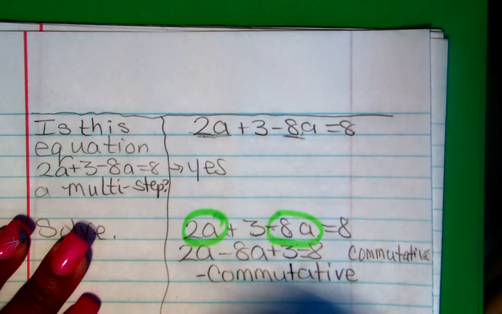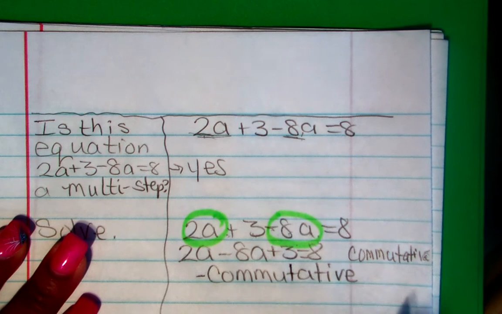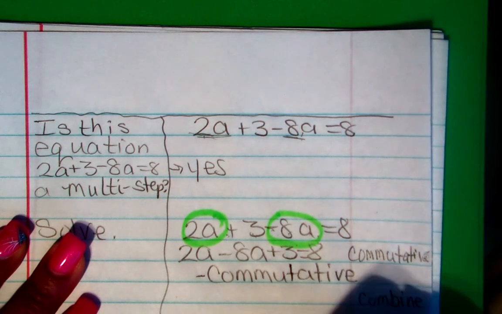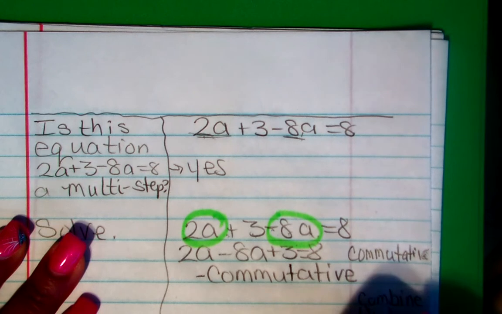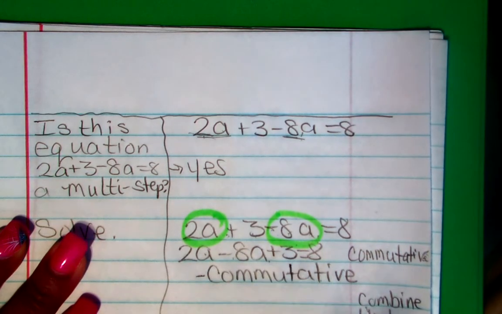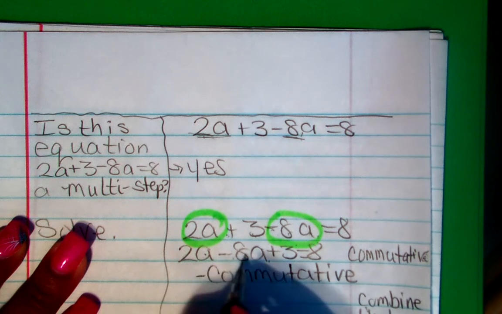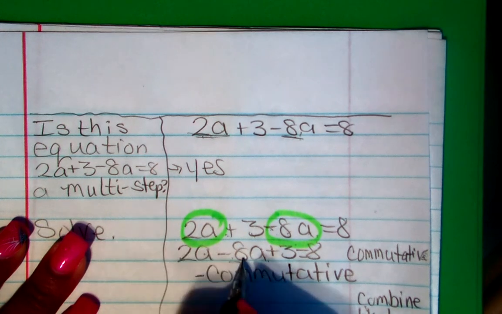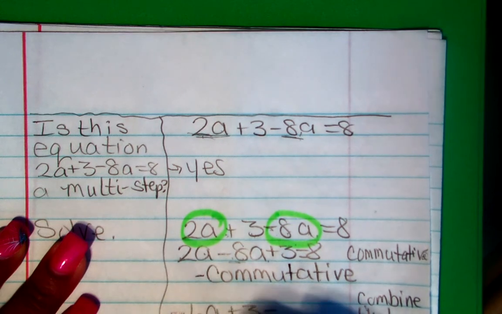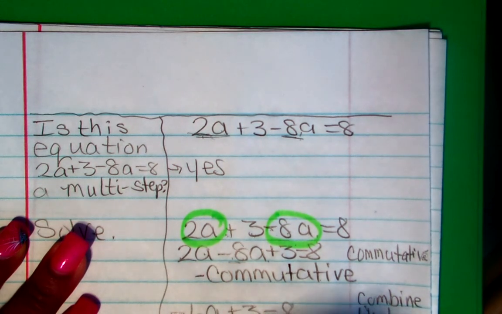Next, we're going to simplify it by combining like terms. So 2a minus 8a. You're combining them by performing the operation on the coefficients. The coefficients are 2 and negative 8. So 2 and minus 8 gives me negative 6a plus 3 equals 8. I just brought down my other constants.